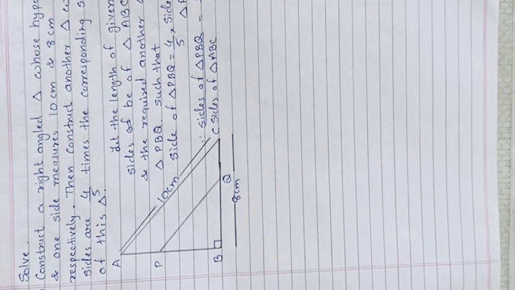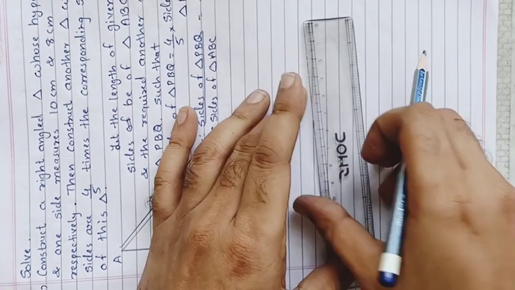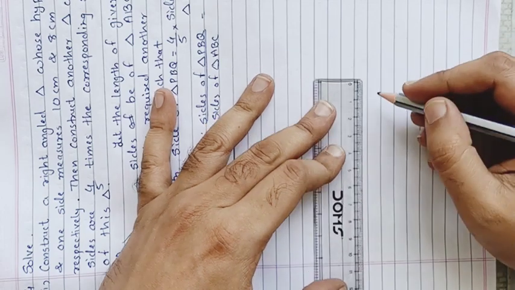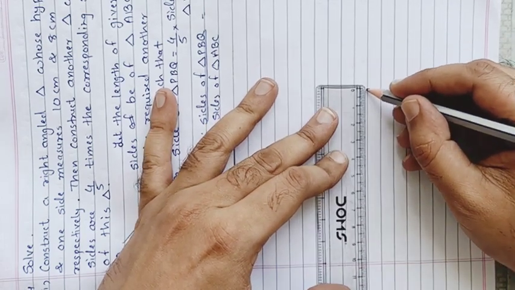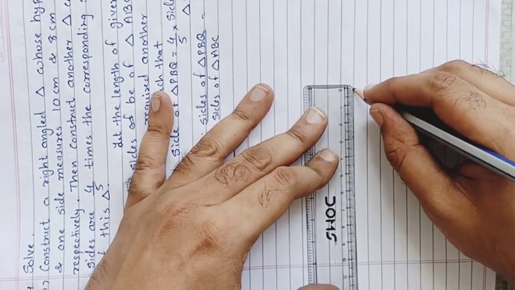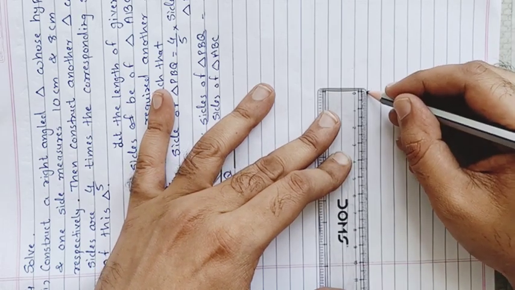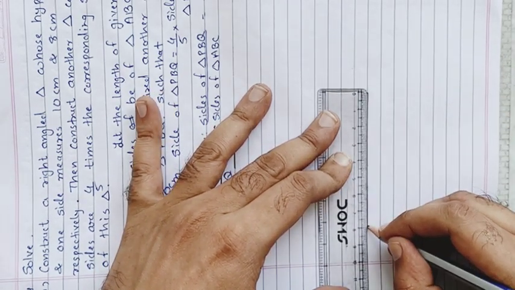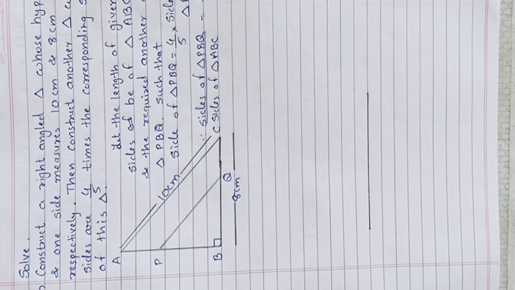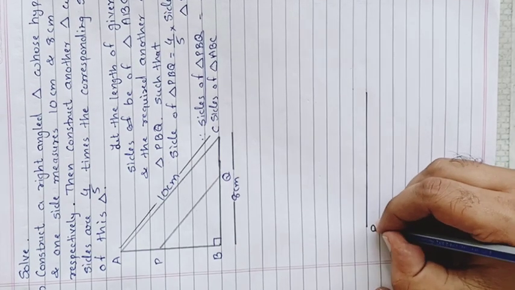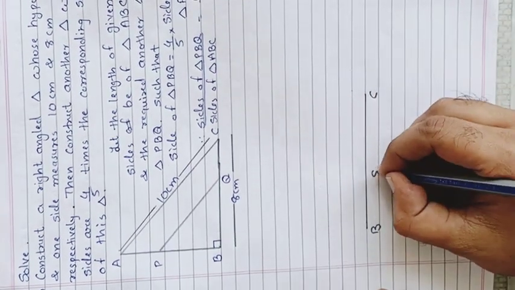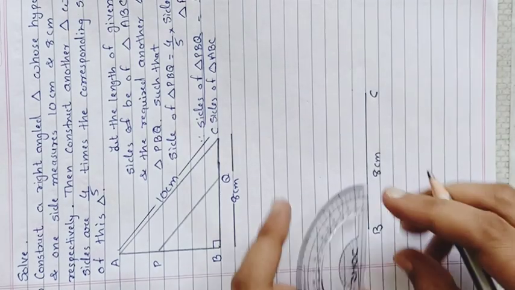Next, after this, now we need to draw the bigger triangle. For that, 8 centimeter is the base. So we will draw 8 centimeter as a base, and then a 90-degree angle. But before that, BC 8 centimeter and 90-degree.